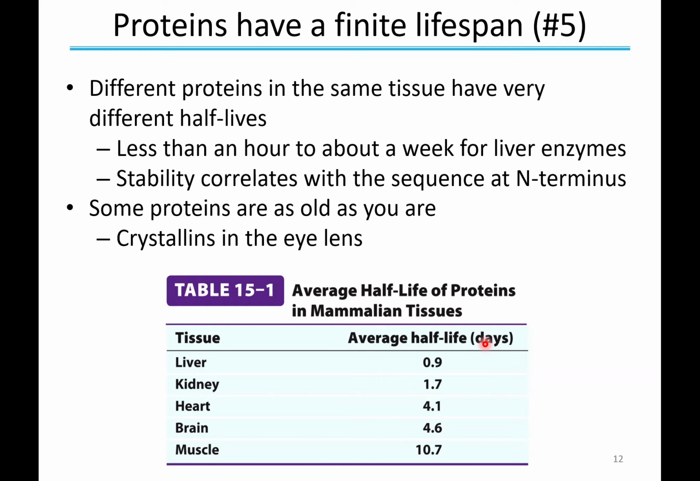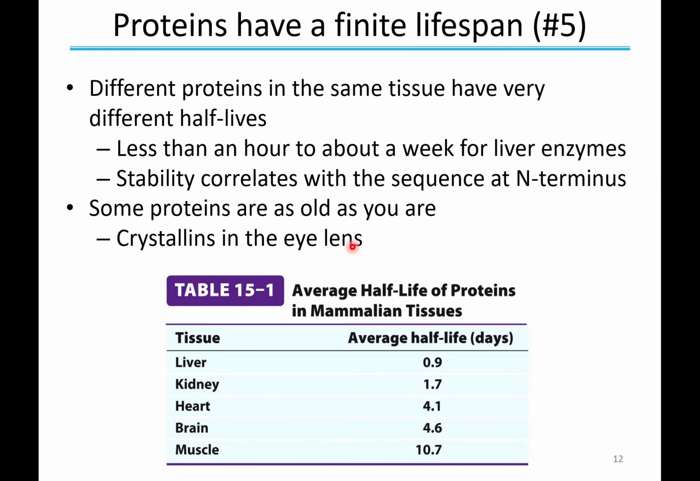Proteins have a definite or finite lifespan. They don't last forever. Different proteins in the same tissue have very different half-lives. Some can be less than an hour to even about a week for liver enzymes. If we look at typical liver enzymes, the stability seems to correlate with the sequence at the end terminus of a protein.